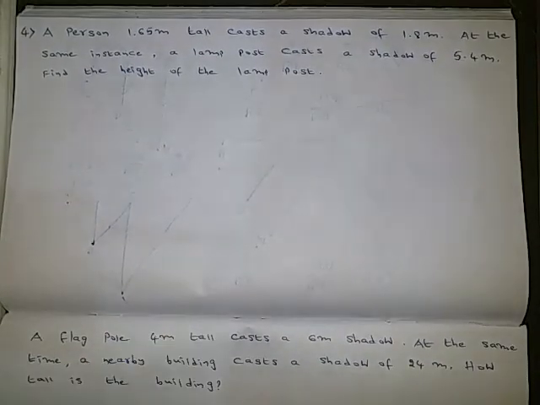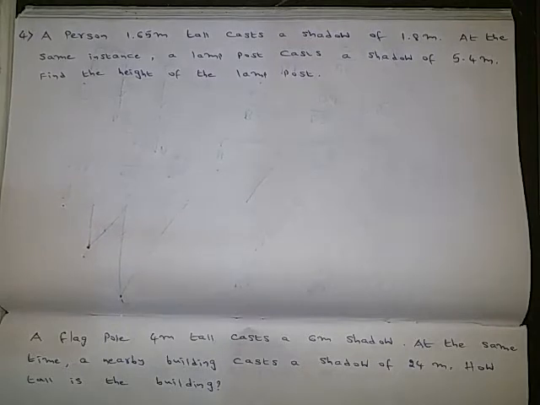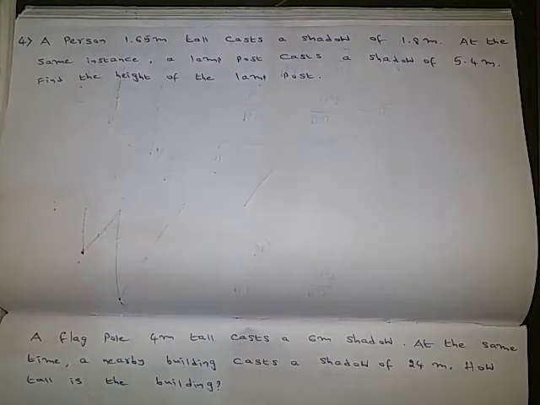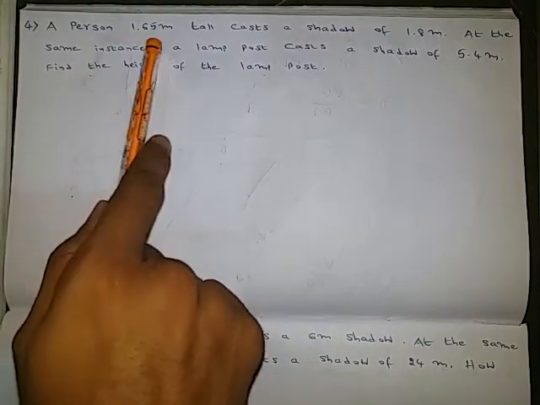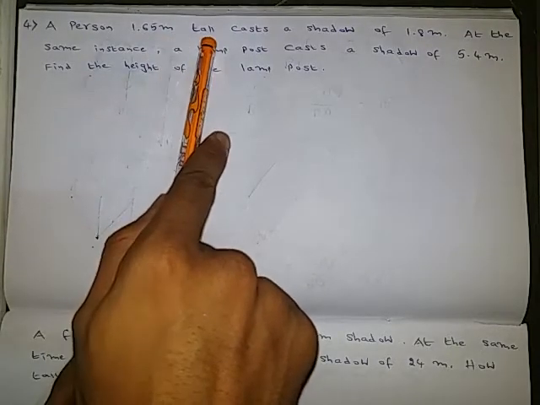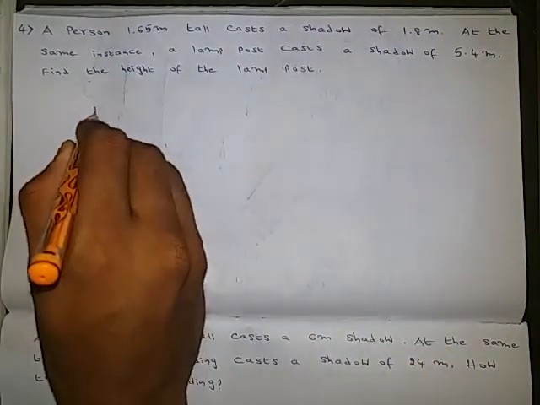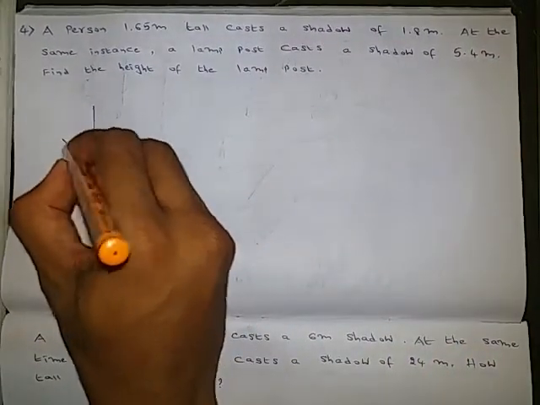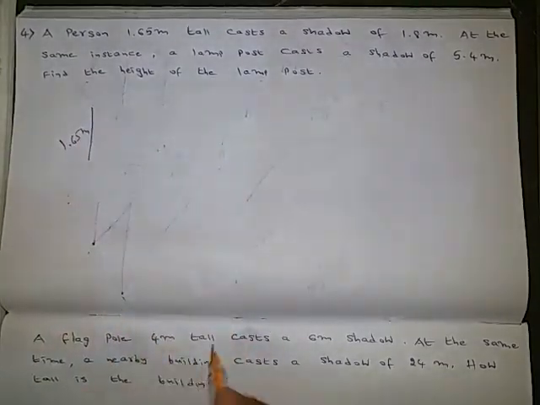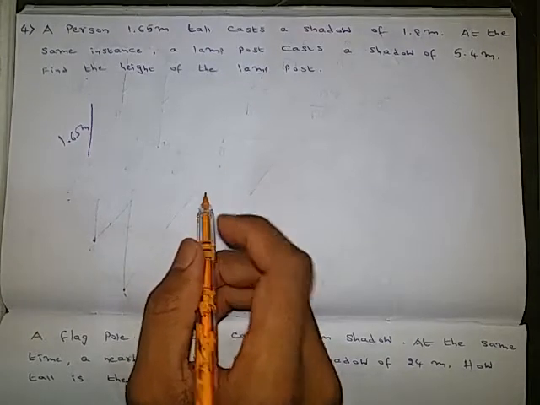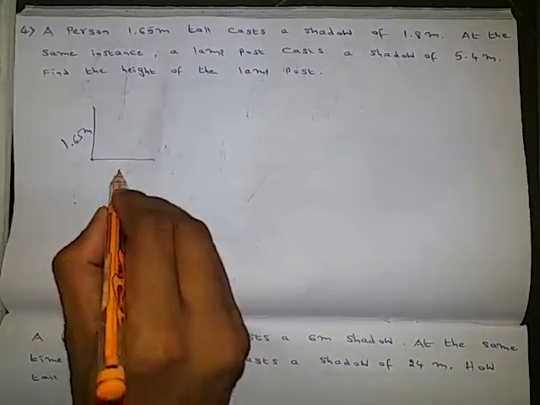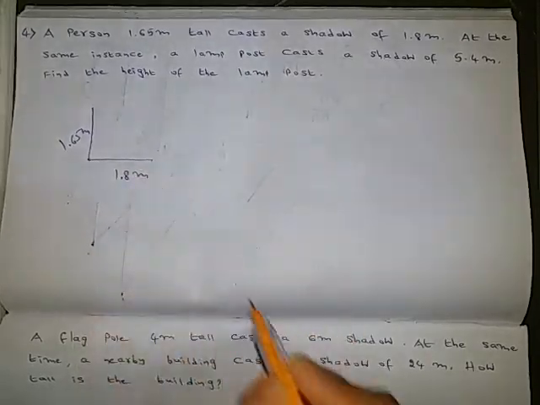Okay, the next type of questions they will ask is person shadow, otherwise pole shadow, temple shadow, one object and one shadow related questions. Okay, let's have a look at the question. A person 1.65 meters tall casts a shadow of 1.8 meters. We have one person whose height is 1.65 meters and his shadow is 1.8 meters. Always the shadow will be on the ground only. So this shadow length is 1.8 meters.